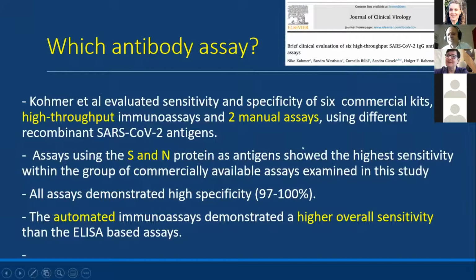Which antibody assay? This paper looked at the assays from 6 different commercial kits, and they used S and N antigen. They found them to be the best antigens to be used in these assays, and they found that automated immunoassay have better results than ELISA or manual assays.